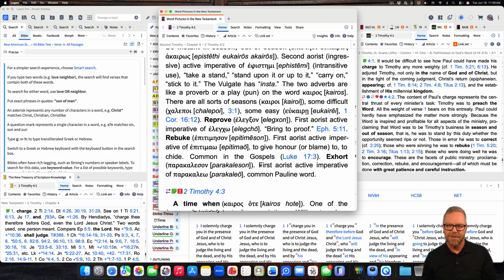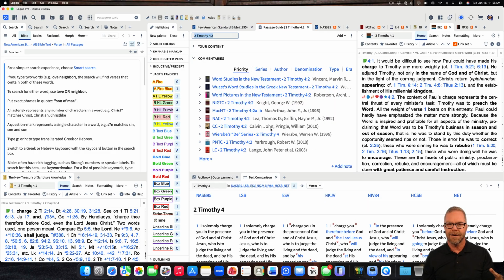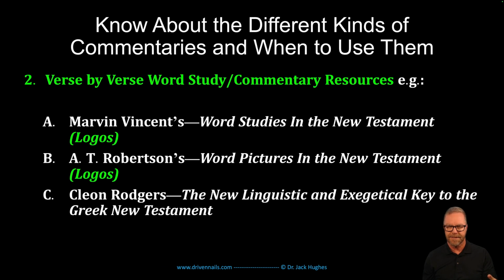So it helps if you know this resource a little bit more, but that just gives you an idea of some word study type stuff, okay?